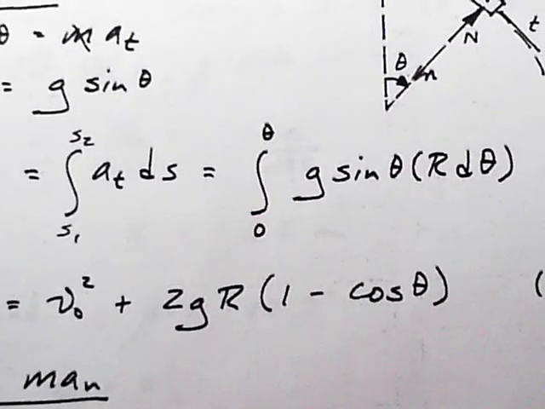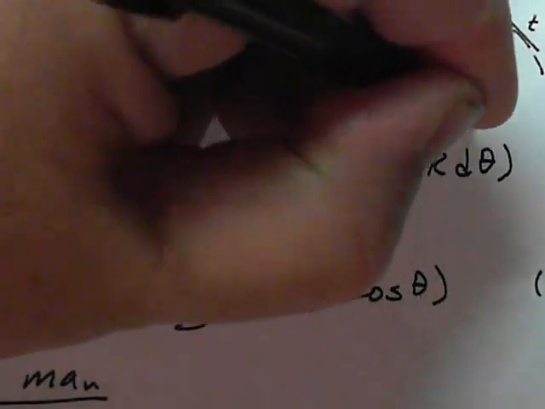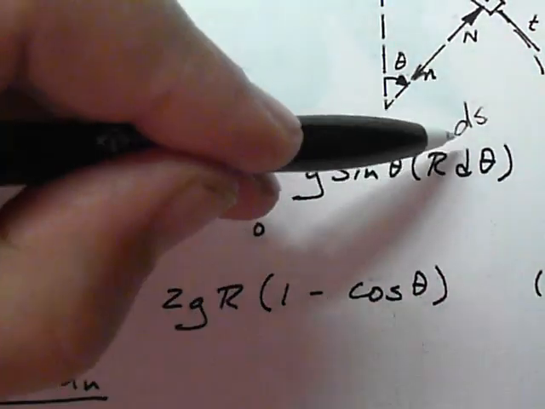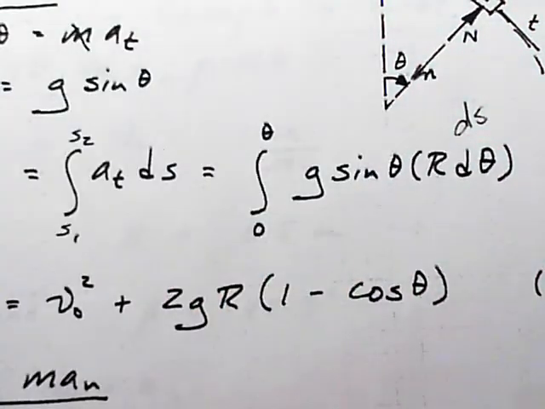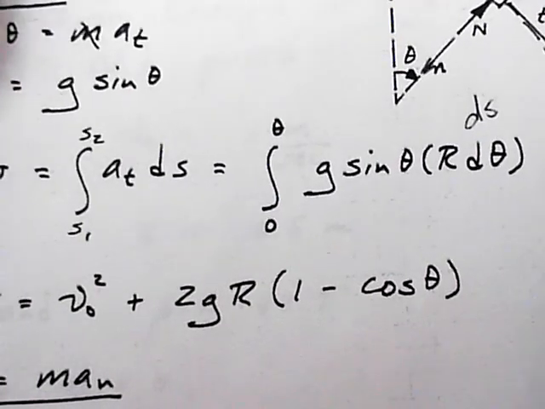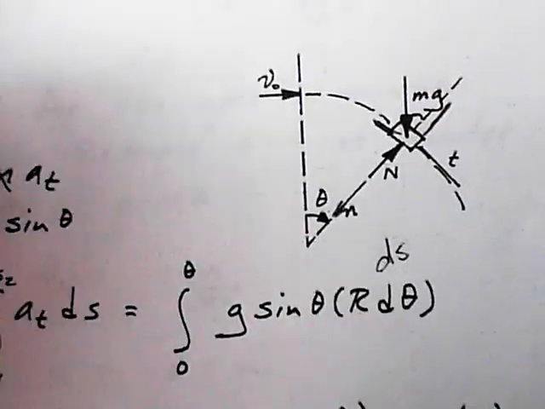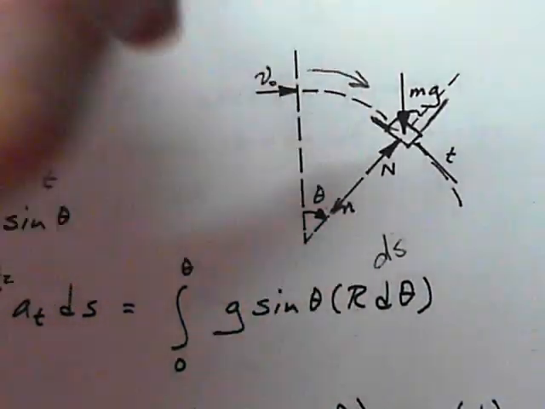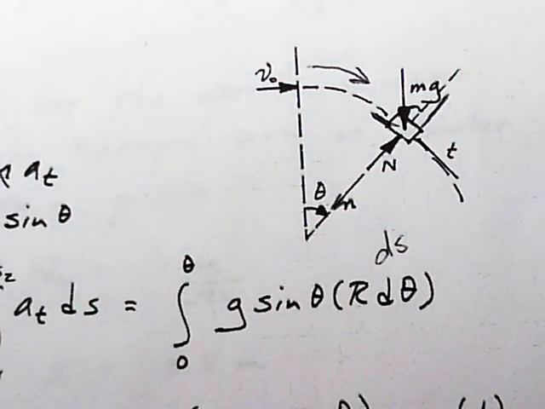Therefore, this time, we're going to say that ds is equal to positive r d theta, where last time we said it was equal to negative r d theta. And again, that's because theta gets larger as s gets larger. They both become more positive.